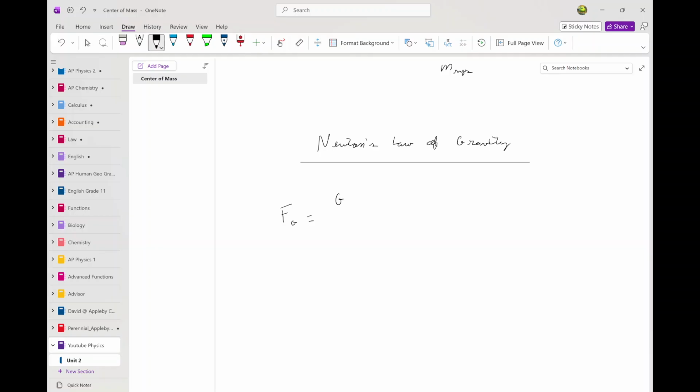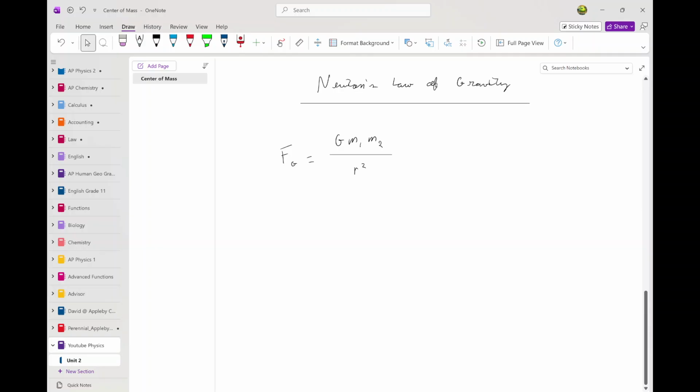So we have a G, which is the constant gravitational force, times the mass of an object, times the mass of the other object. So this is between two objects, obviously, because gravity is between two objects. And then you have the radius between those two objects squared.